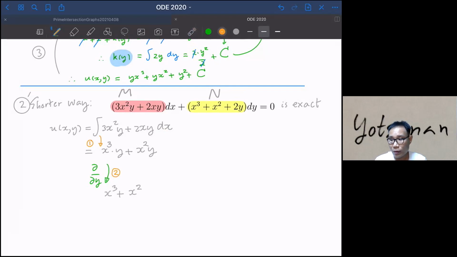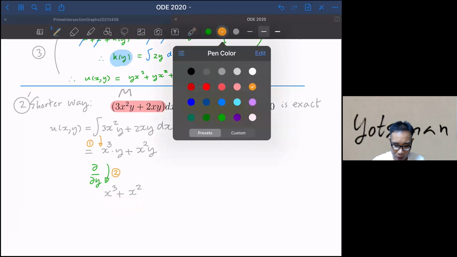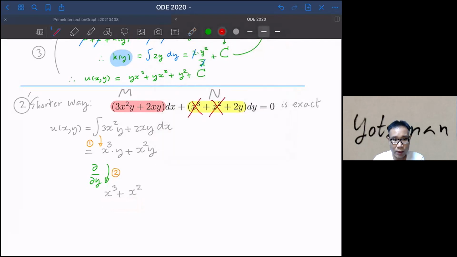And this one, you're going to go back. You differentiate, you get x to the third plus x squared, and you see that you have x to the third plus x squared here, right? You're going to cross out the term, so you cross out these two, and you're going to add the integration that you have left. So it's going to be 2y dy. This one is going to be the third step.